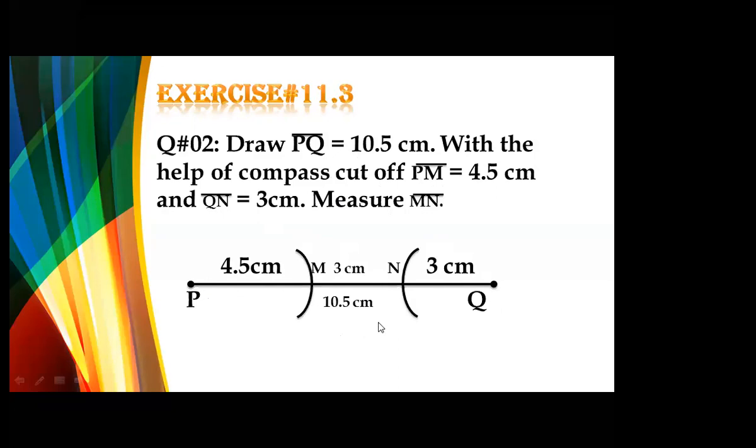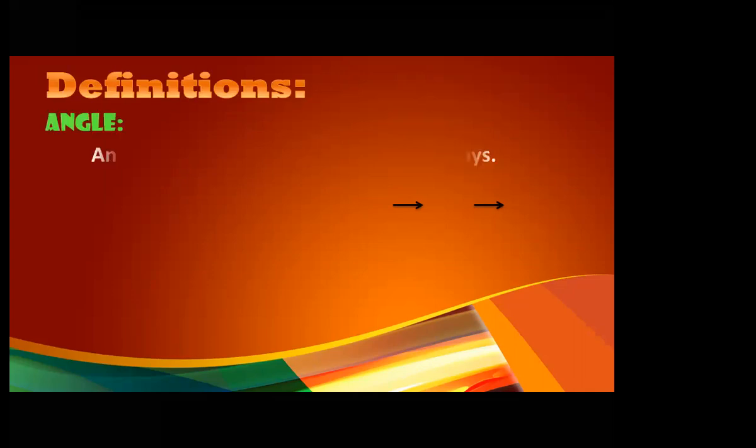Okay, now this is the end of construction exercise number 11.3. Now we are moving towards our questions, our definitions. So, starting from the definition of angle. What is an angle? An angle consists of two non-collinear rays.